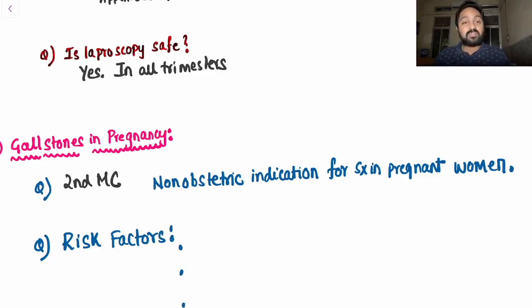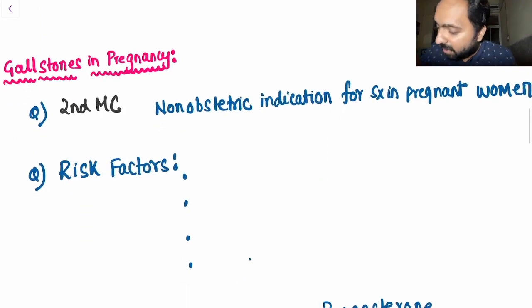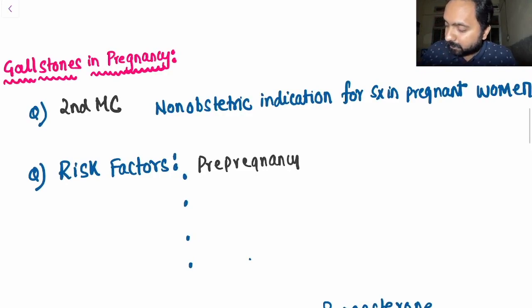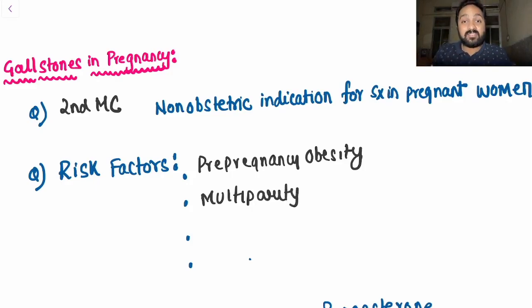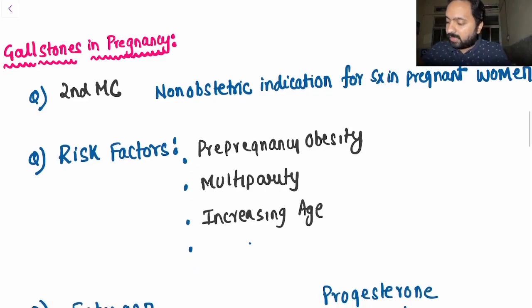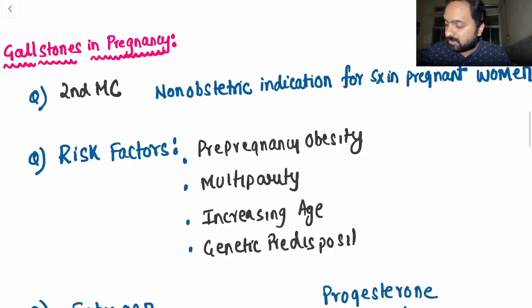Now, what are the risk factors? We have pre-pregnancy obesity, then multiparity, then increasing age, and genetic predisposition. These are some of the important risk factors for gallstones in pregnancy.